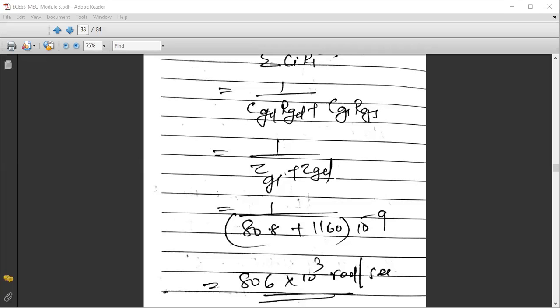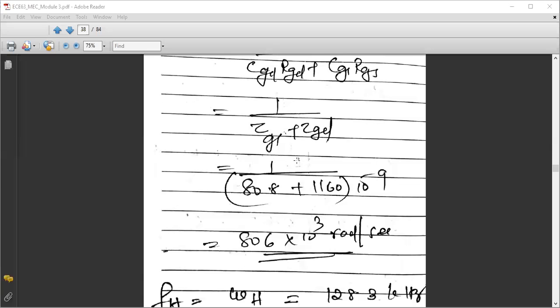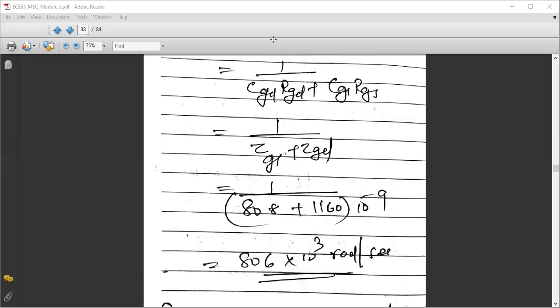Got the answer? Please take your calculator, work on it. 80.8 plus 1160 into 10 to the power minus 9, then reciprocal. Getting the same answer, right? Anyone?